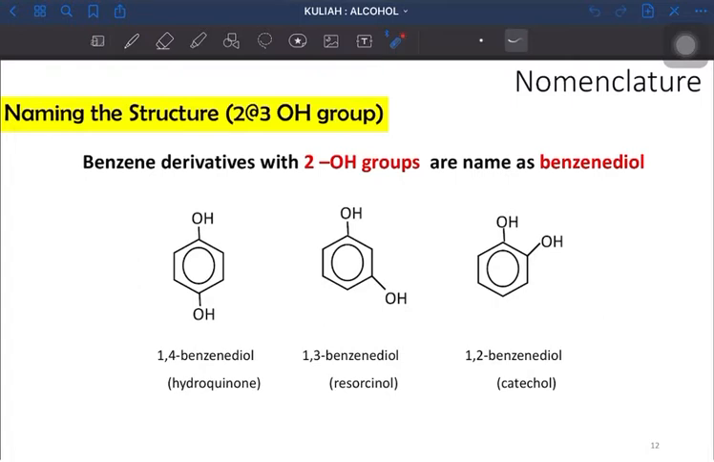Kalau yang tengok yang benzene. Okay, OH yang ada more than 1 tapi pada benzene ring. Okay, so benzene derivatives with 2 OH groups are named as benzene diol. So, we have this OH group ada 2. So, 1, 2, 3, 4. So, 1,4 benzene diol. Okay, ni 1, 2, 3. So, 1,3 benzene diol. Kalau ni 1,2 benzene diol. So, this is the general name lah. Okay, yang ni adalah IUPAC name.